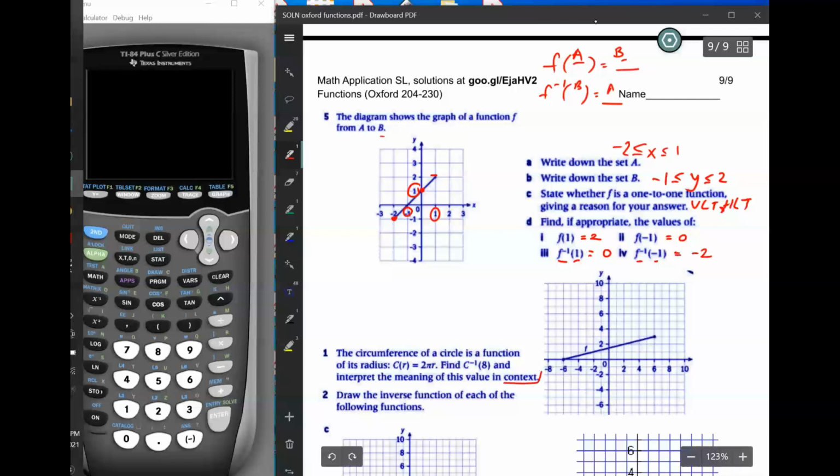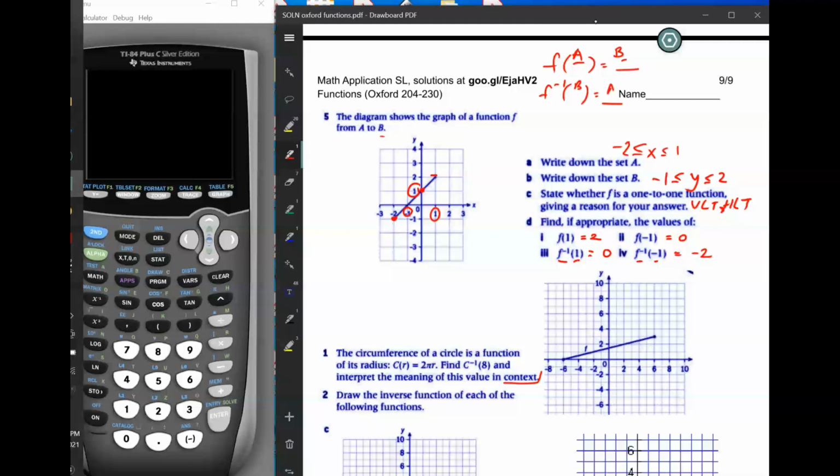This next question is purely a text question. There's no graph that goes along with it. The circumference of a circle is a function of its radius. C of r equals 2 pi r. Find the C inverse of 8 and interpret the meaning of this value in context.